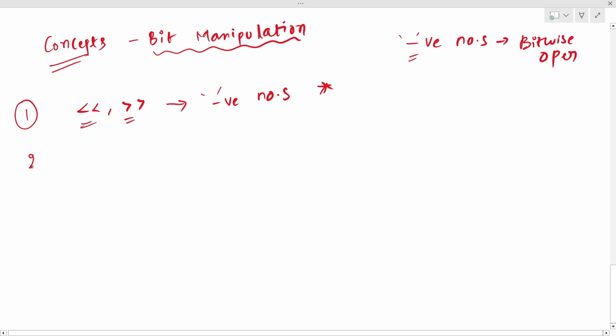Okay, and the second thing is the XOR operator. As I told, this operator will be very, very useful, guys. Okay, make sure that this is an important operator. You may use this operator for any problems if you are finding any difficulty.